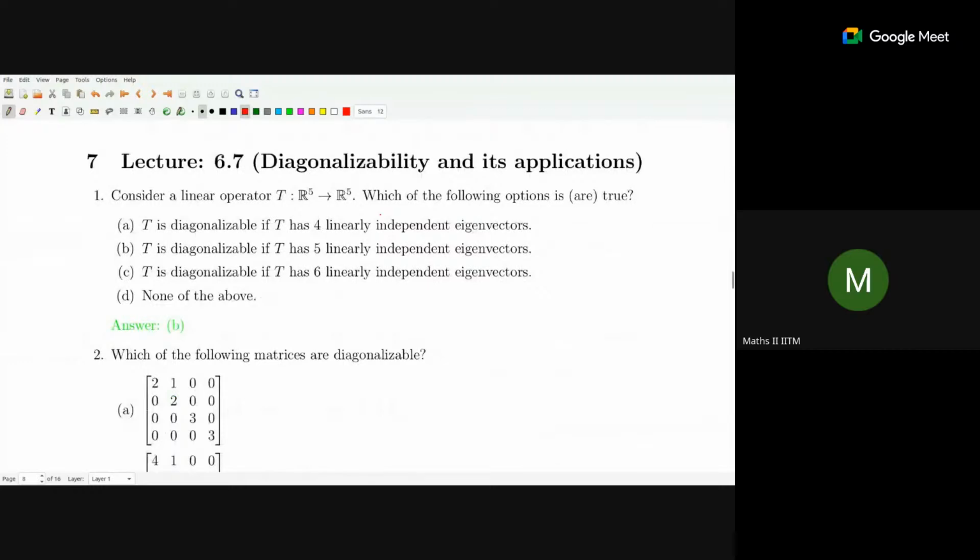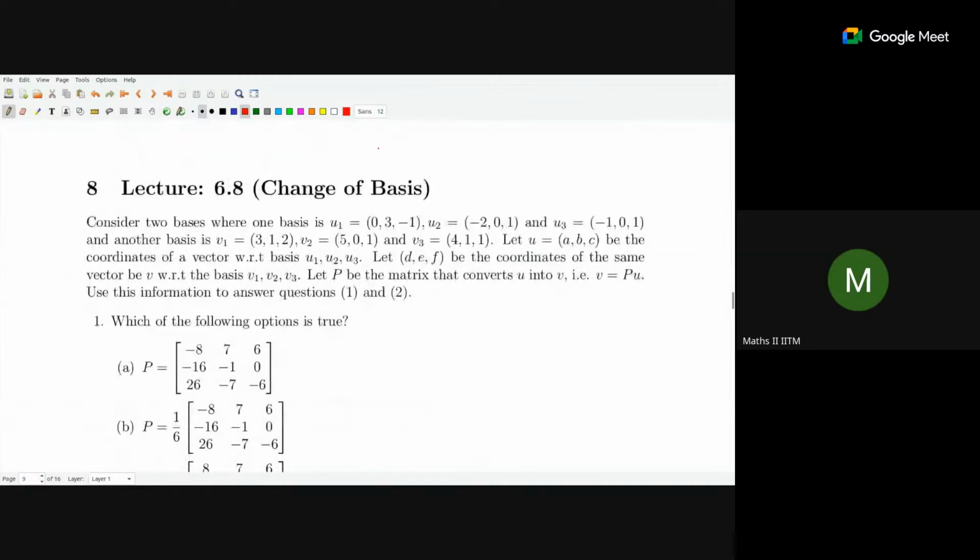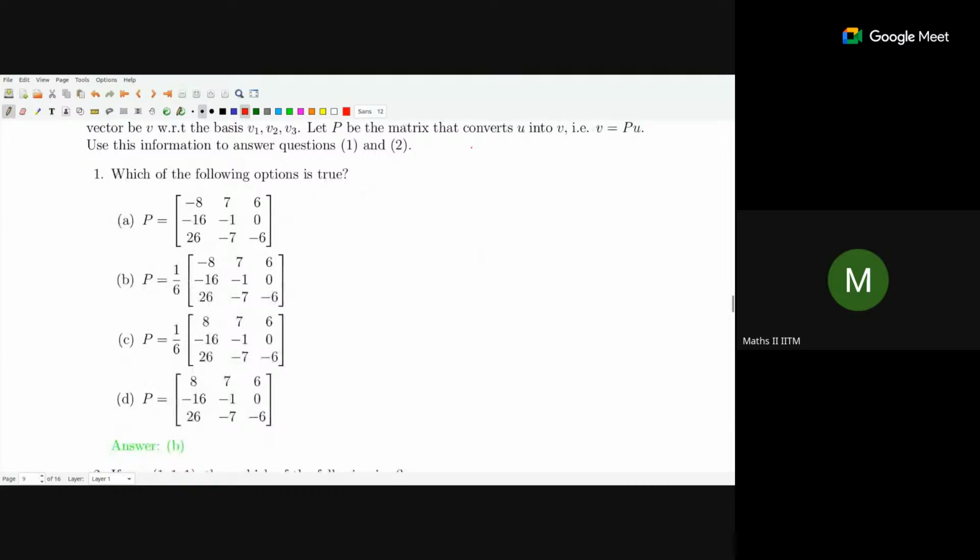In 6.7 we start talking about diagonalizability: when do we say a matrix is diagonalizable, and if it is, how to diagonalize it. And 6.8 is again change of basis. This will have big expressions, so you have to be a little attentive while you watch the 6.8 lecture. It has very strange notations, with tildes in the picture, so you should be careful. That's it.